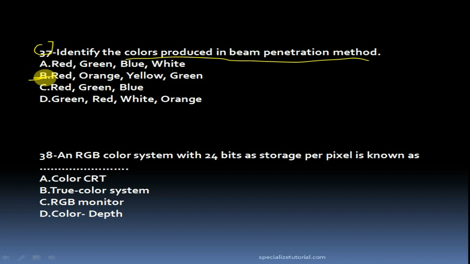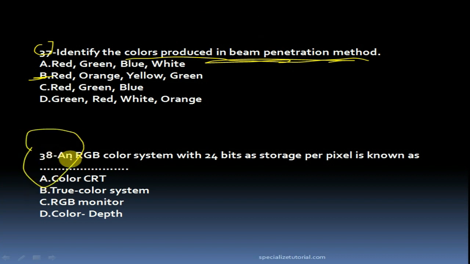Now, let me describe the beam penetration method. In a color CRT monitor, the beam penetration method for displaying color pictures has been used with random scan monitors. Two layers of phosphor, usually red and green, are put on the inside of the CRT screen, and the display color depends on how far the electron beam penetrates into the phosphor layer.